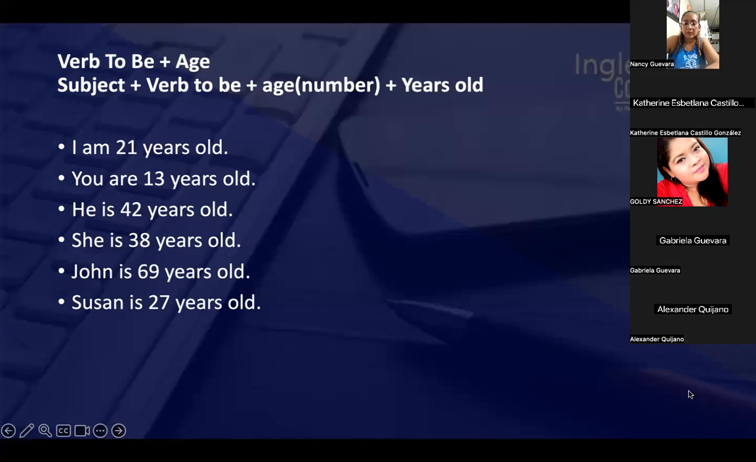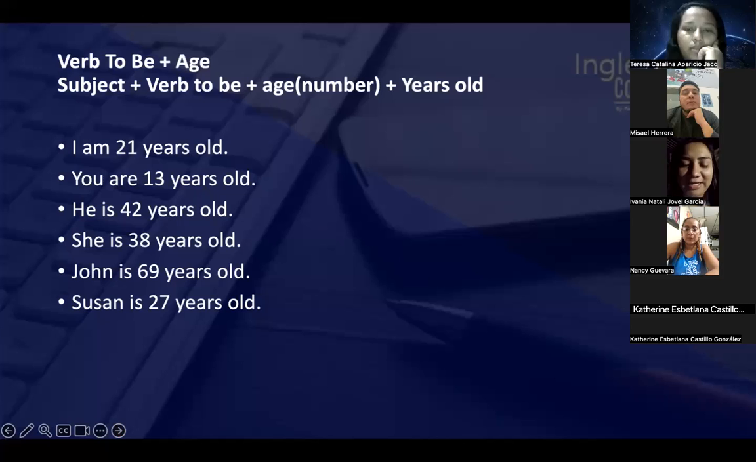Let me see. Voy al azar, right? Alex, can you help me to read this one? John is 60 years old. Okay, John is 69 years old. Okay, awesome. 69. Yes. Okay, guys, thank you.